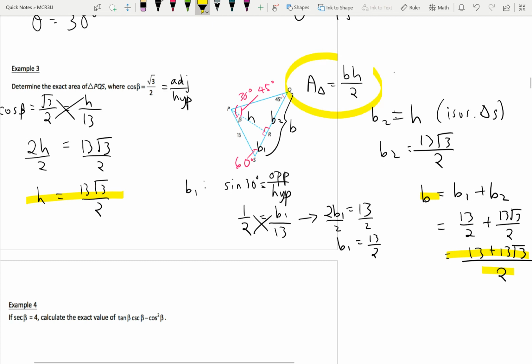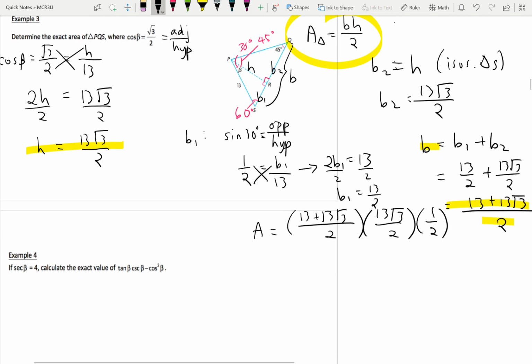Now I can use my area triangle formula. So area is equal to 13 plus 13 root 3 over 2 times the height, which is 13 root 3 over 2. And then after multiplying base times height, I'm also going to divide it by 2 or multiply by a half. Okay, so if I don't want to use too many fractions over fractions, I can just rewrite it like that.